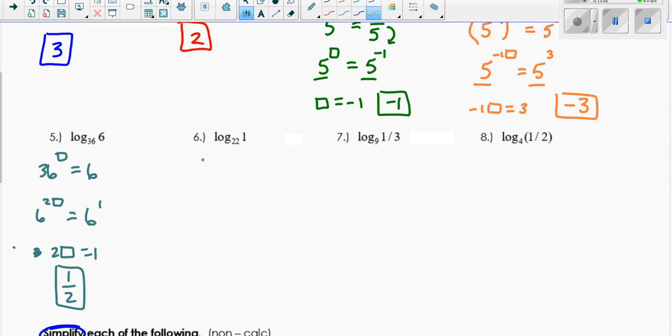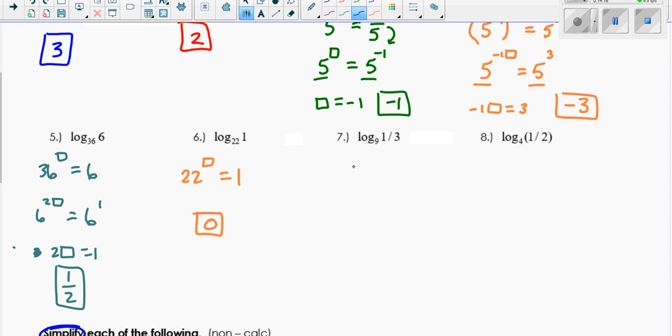All right, let's try again. This one is saying 22 to the something power equals 1. All right, so rewriting this isn't really an option because 22, I really can't rewrite it like I did in the last one and said 6 squared. But if I remember my exponent rules, if I raise anything to the 0 power, it gives me 1. So my answer is 0.